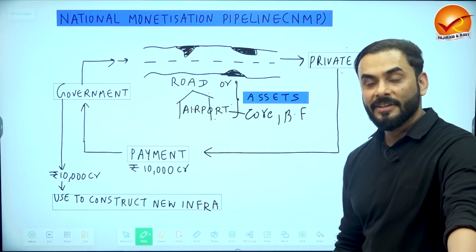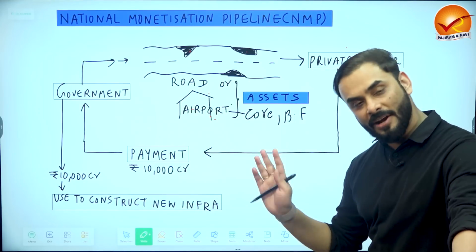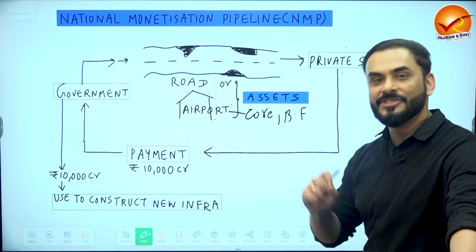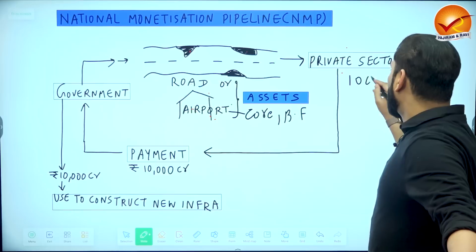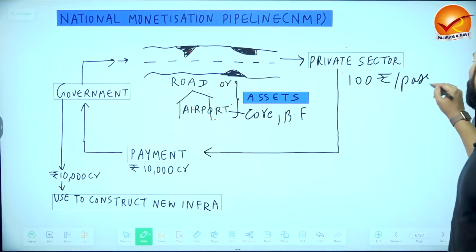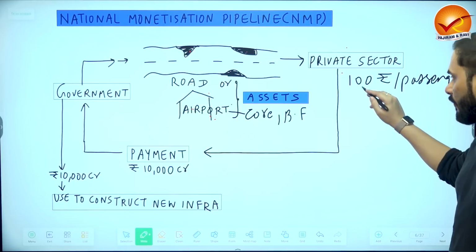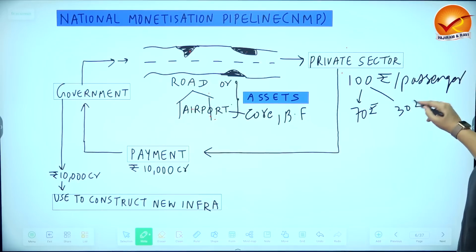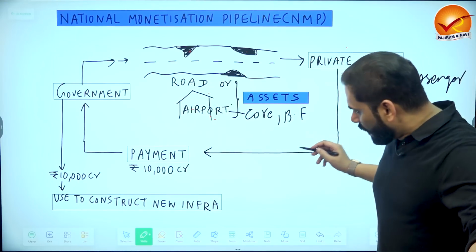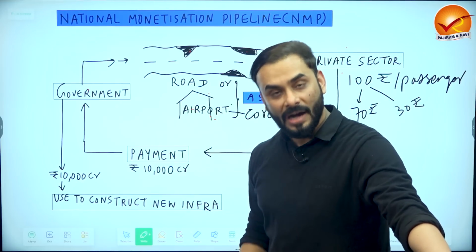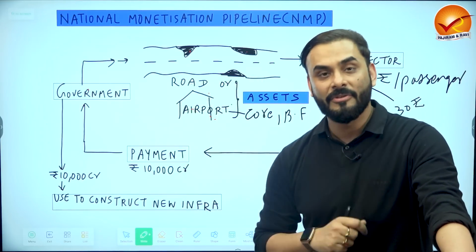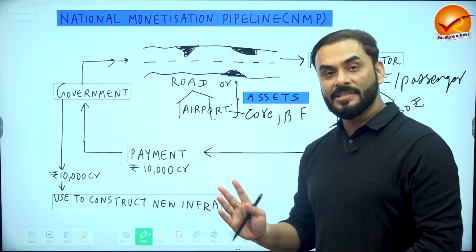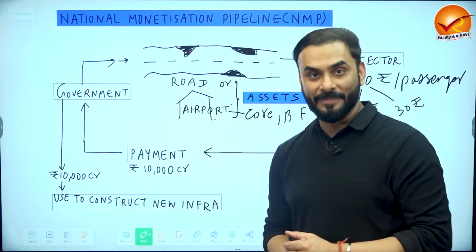The private sector repairs the airport, maintains the airport and runs the airport. And private sector collects fee from the passengers. So suppose private sector collects 100 rupees per passenger. Right? Out of this 100 rupees, suppose private sector keeps 70 rupees and private sector gives 30 rupees to the government. So the earning of the government also improves. So either private sector can give regular payment to the government or private sector can give collective one lump sum payment to the government. Like at one go, private sector can give 3,000 crore, 5,000 crore to the government.